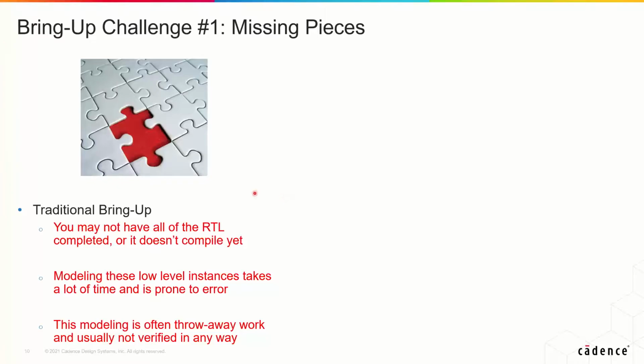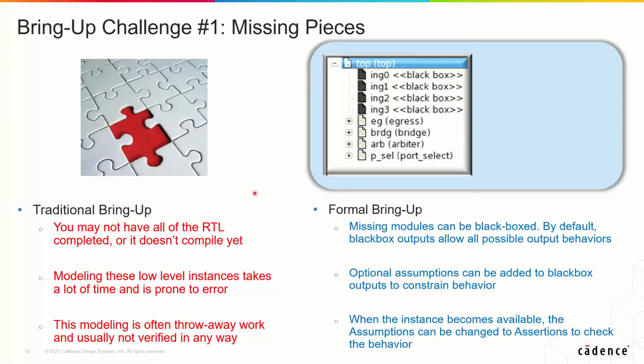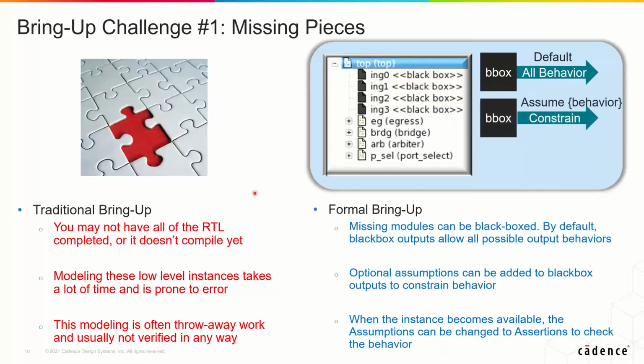When we compare this to a formal bring up, right? Usually the missing modules can be black boxed by default. Those black box outputs will allow all possible output behaviors, even if they're not really modeled. But you can also constrain this behavior a bit using assumptions. Even if in a more abstract way, for example, if it's the output of a data register, which you know cannot go above a certain value, you can just write that constraint easily with a simple SVA expression.